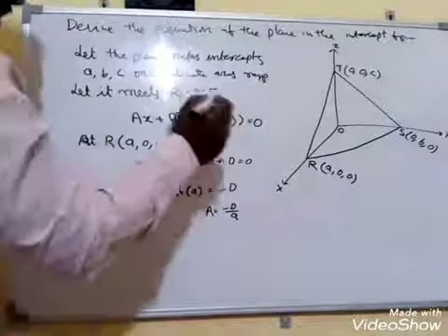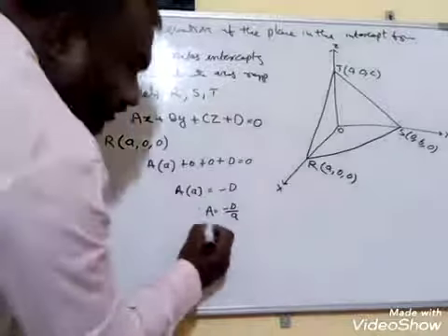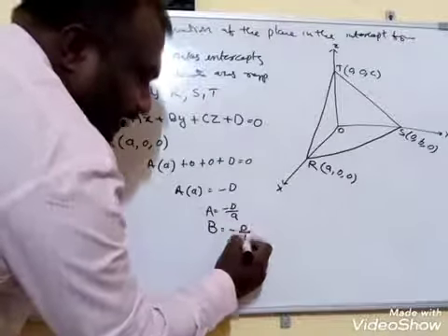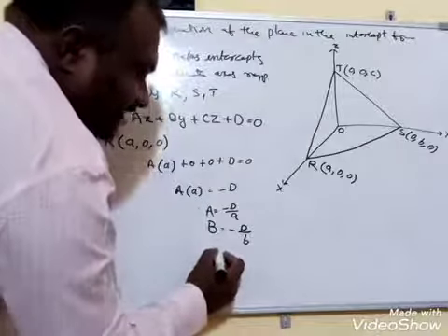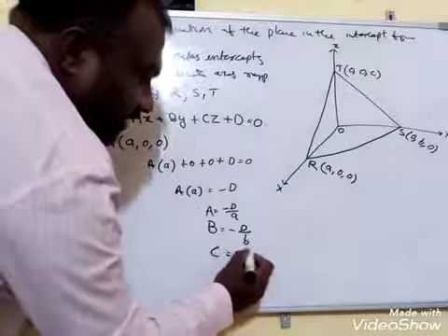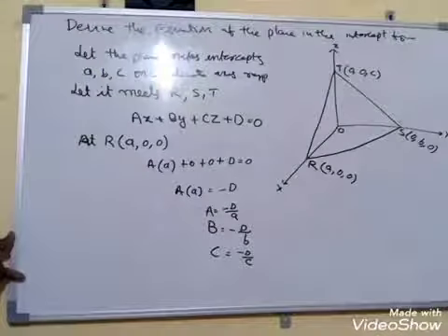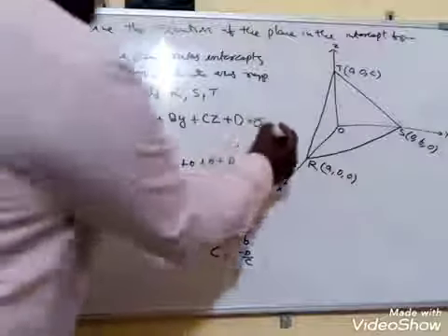Similarly, at S you are going to get b = -d/b. And at T you are going to get c = -d/c. These are the points. Now substitute these points in the required equation, that means equation 1.